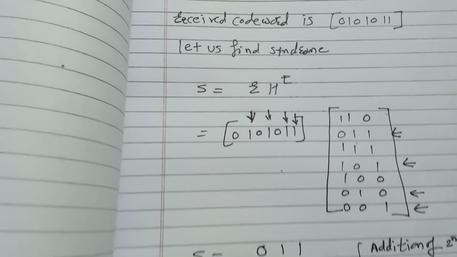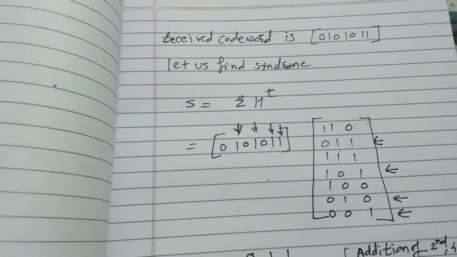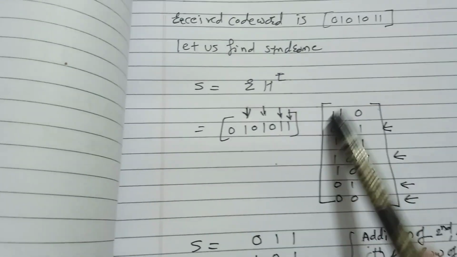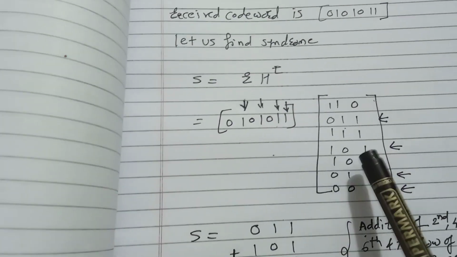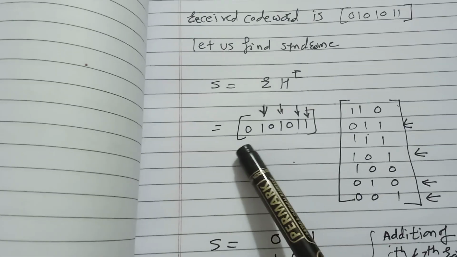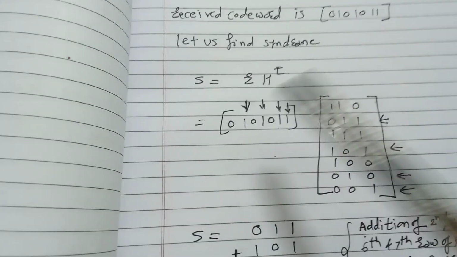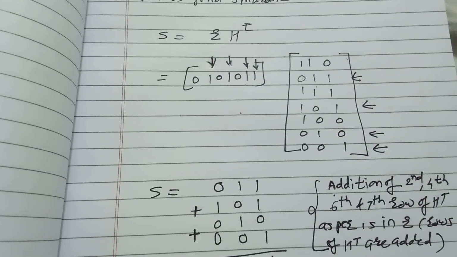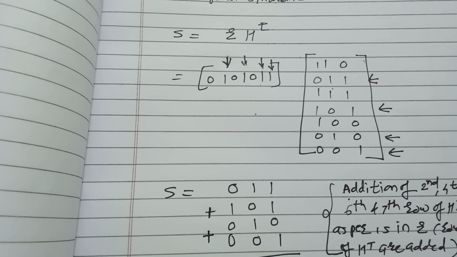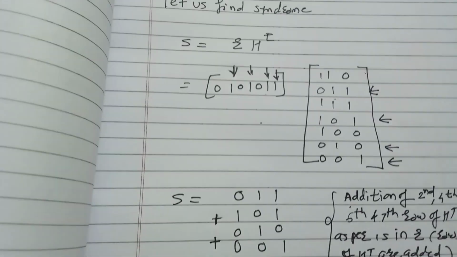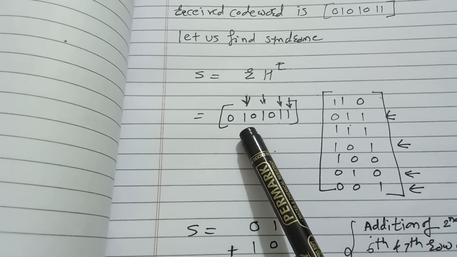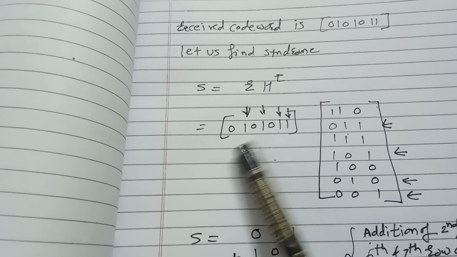So for that you have to find the syndrome. How are you going to find the syndrome? You have to multiply the received code word with H^T. This is your H^T that we have found just now, and this is your received code word. So you have to do the multiplication. There is a multiplication trick here, so listen carefully because it is useful in both chapters, cyclic as well as LBC. So what you have to do is first note where the ones are in R.